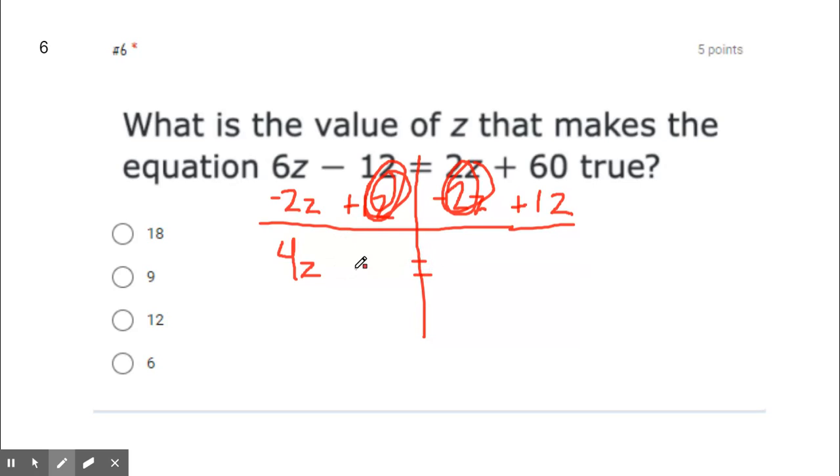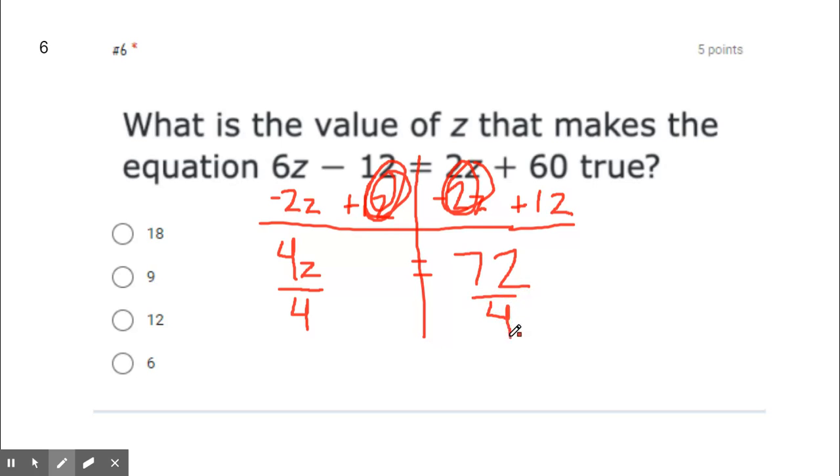Got all my z's on one side. And then 60 plus 12 is 72. So then I have all my whole numbers on the other. Side by side means multiply, so I need to undo a multiplication. So I'm going to divide by 4. And whatever I do to one side, I do to the other.